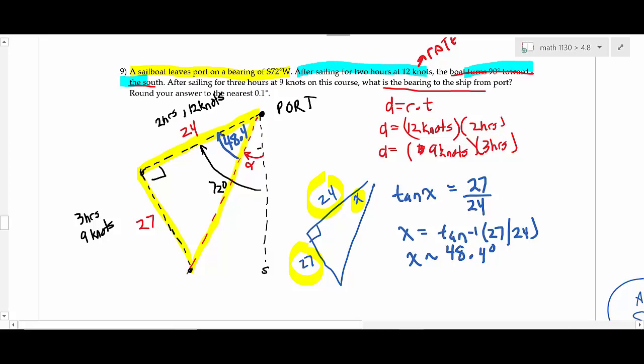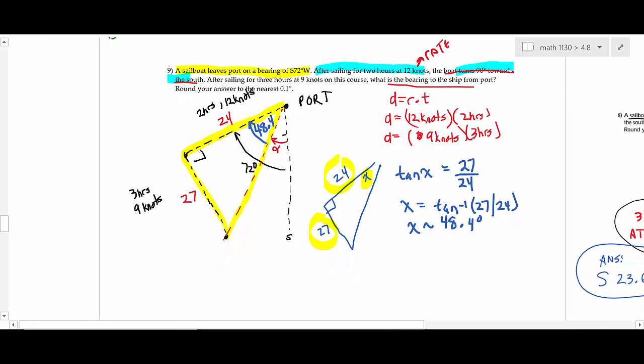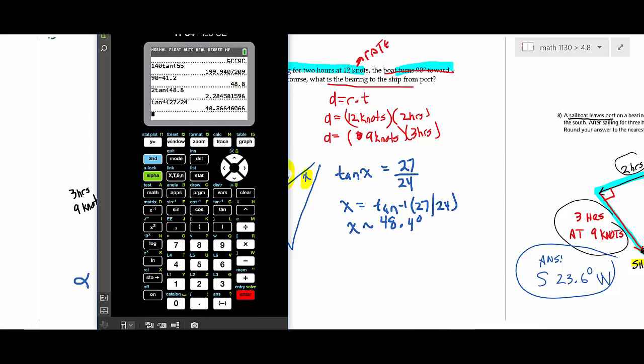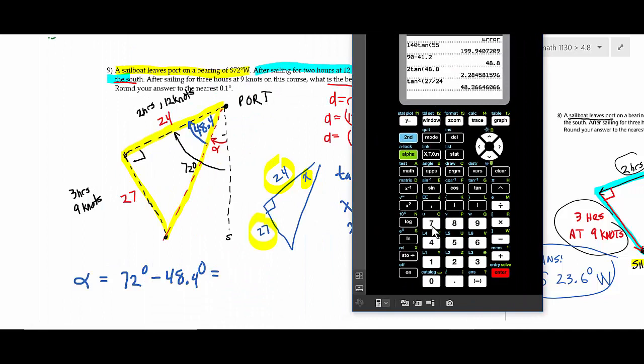And then we got all the information we need to solve the problem. So to get the final answer, alpha is equal to the big angle, 72, minus the 48.4 that we got. If we do that, I think that'll give 23.6. I had worked this out before class. Let's see, I'll make sure that's right. Okay, so that's 23.6 degrees.